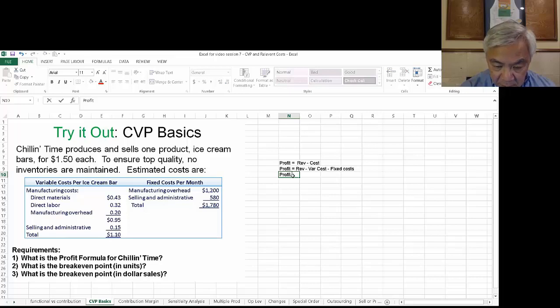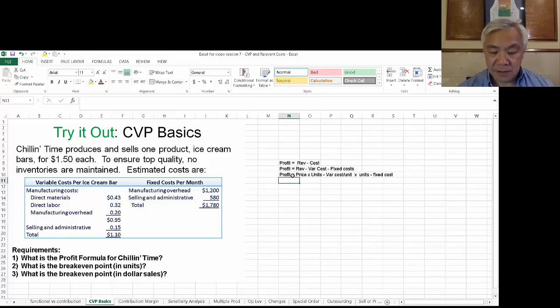So profit equals, and instead of revenue, we have the assumption that everything has the same price. It's the price times the units sold minus variable cost. By definition also, for every unit, it's the variable cost for each unit. So variable cost per unit times the units minus fixed costs. Fixed costs don't need qualification because that's what it is. So that's what it is. That's the profit formula.